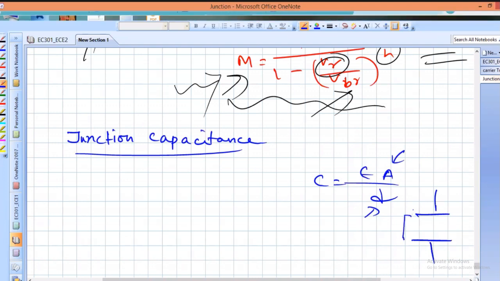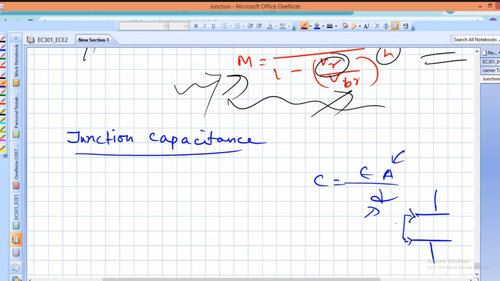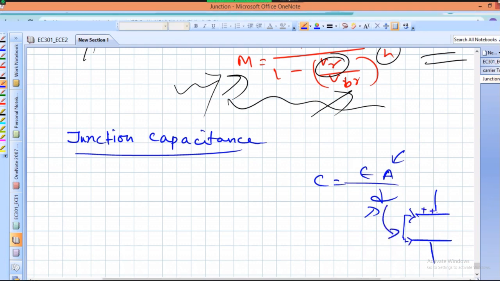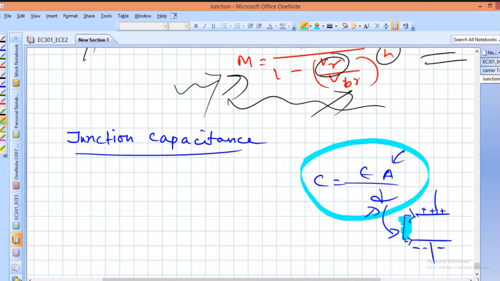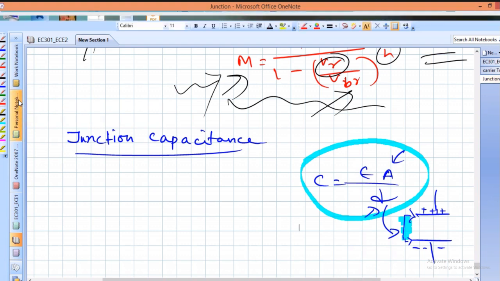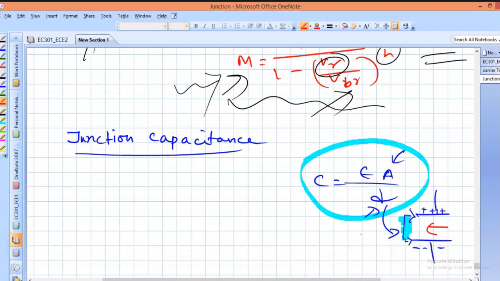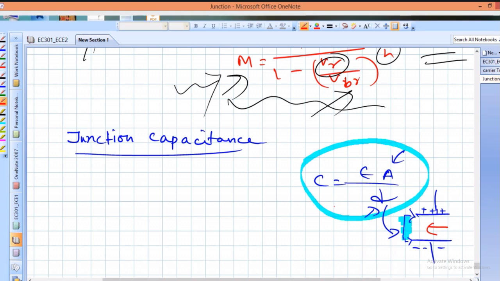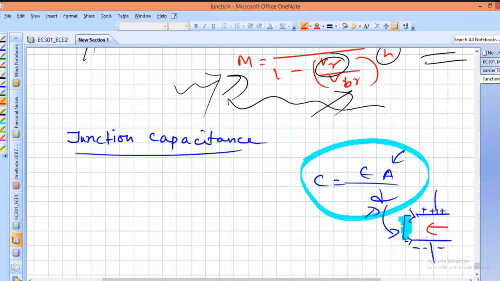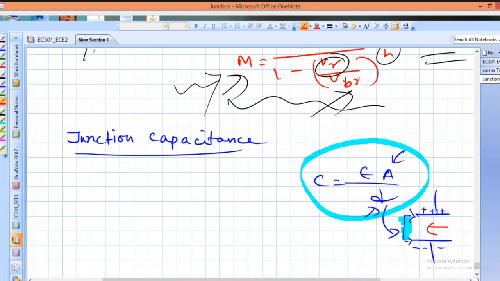D is this separation between the two plates. Right. D is the separation between the two plates. The capacitance offered by the parallel plate capacitor we can calculate by using this equation. Epsilon is the permittivity of the dielectric material; here a dielectric is there. A is the cross-sectional area of the plates and D is the distance between the two plates. Right. This you have and this you know.